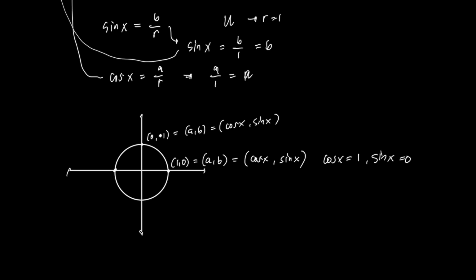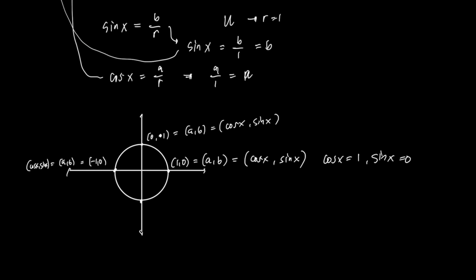Now for the other quadrantal angle, which is (-1, 0), again, this is (a, b), and this (a, b) here is (cos x, sin x). So in the 180 degrees, as what we have known in the previous lesson, the cosine 180 degrees is negative 1 and the sine 180 degrees is 0.